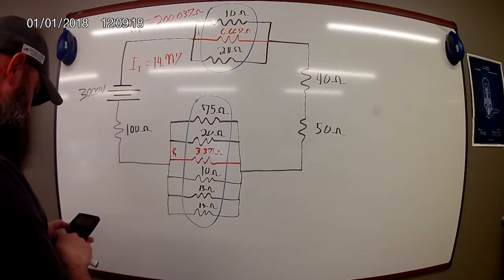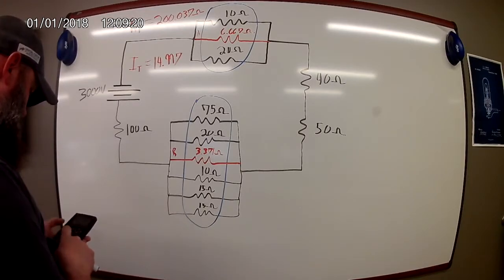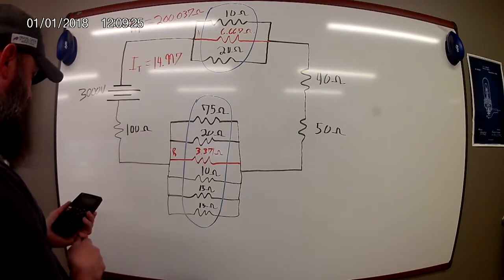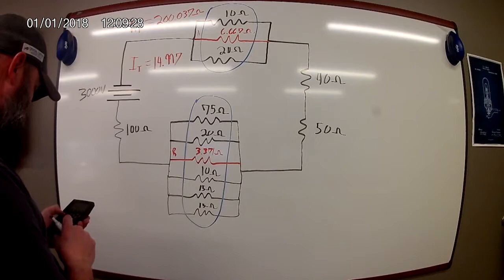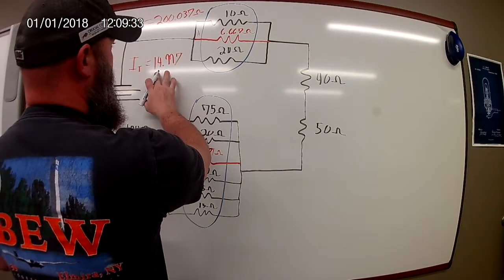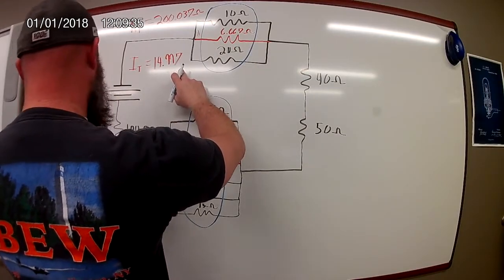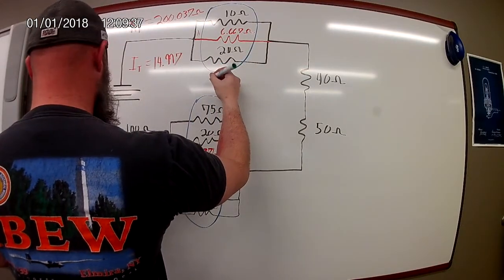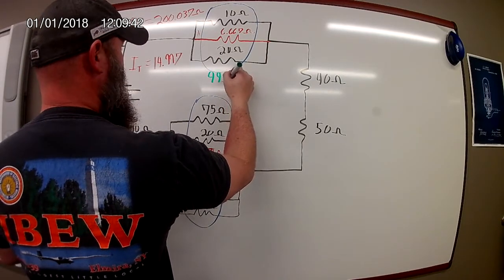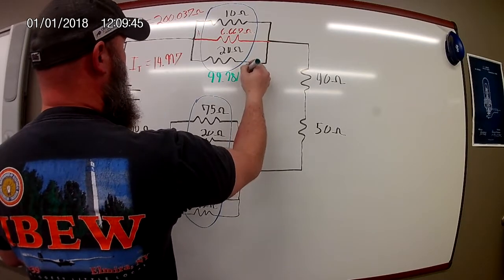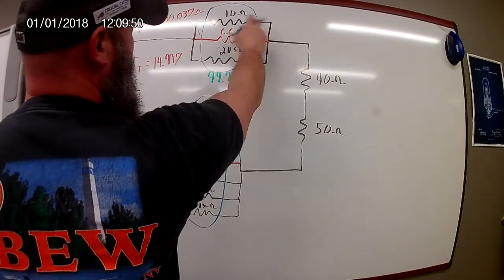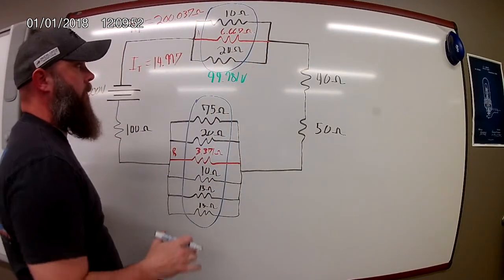Let's see here. So this 14.997 times this is going to give us 99.989 volts. That's what we're dropping across. We know it's constant because this is connected to the same point. The resistors are connected to the same point, so they're going to see the same voltage.